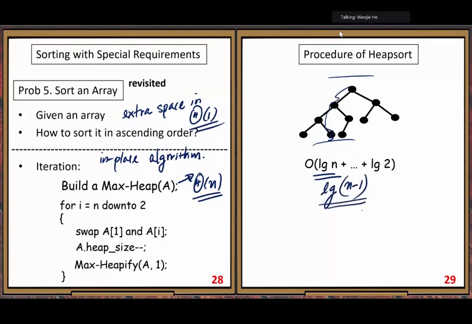So you need to take the summation of all these log numbers over the consecutive integers from n down to 2. That's the amount of work you need to do. So here I want to do a very quick estimate.